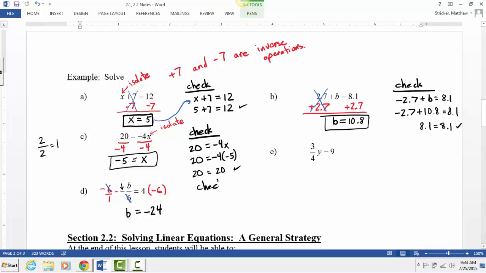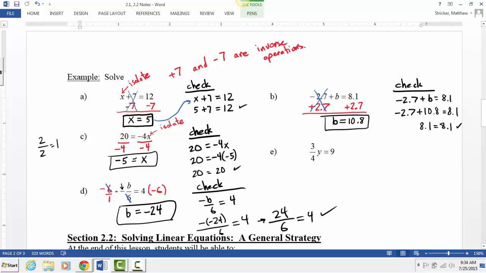Go ahead and check. We have negative b over 6 equals 4, and b is negative 24, so this is a negative 24 over 6 equals 4. But the opposite of a negative is a positive, so this is 24 over 6, which is in fact 4. So that checks out. That's our answer.